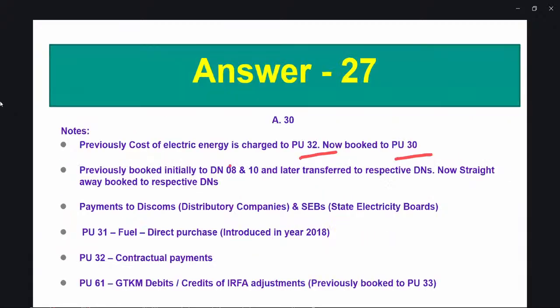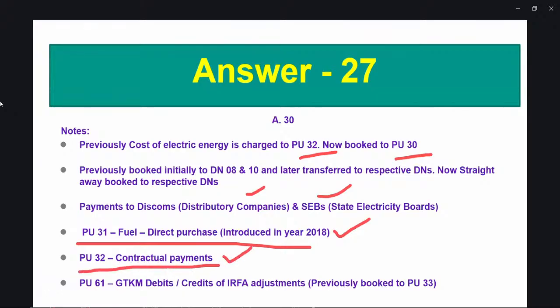Okay. Yeah. This is nothing but payments for the consumption of electricity charges. That is payments to distribution companies, state electricity boards. Okay. PU 31 is the fuel direct purchase. Introduced. This is also new PU. And PU 32, it is all of contractual payment, very important. And 61 also new PU. PU 61, GTKM debits or IRFA adjustments. Because previously it was 33, now it is 61.